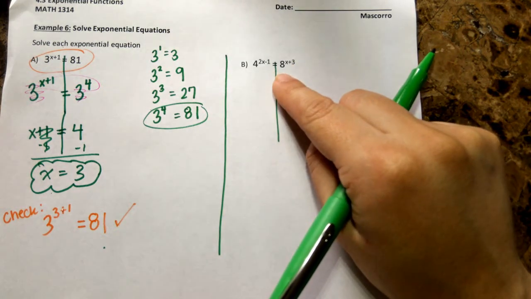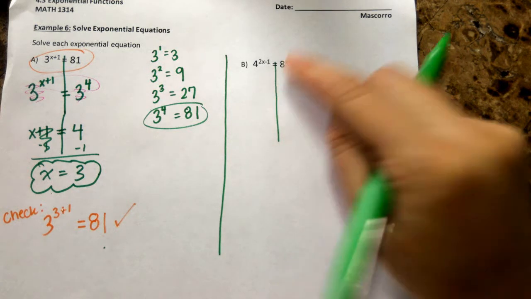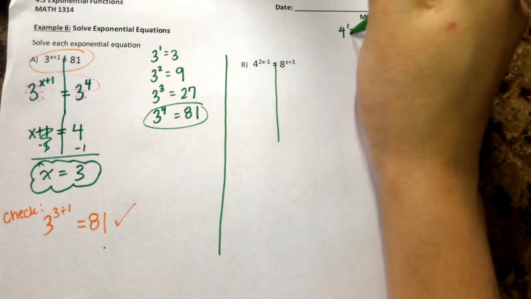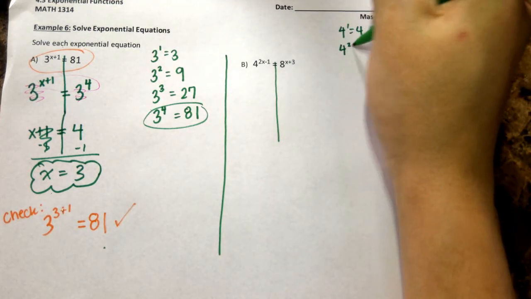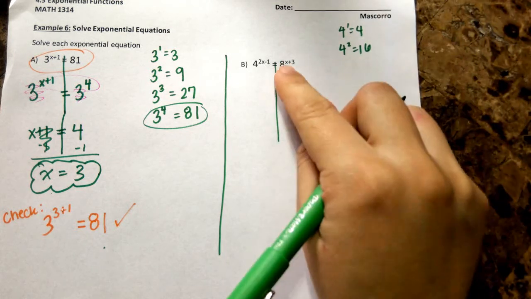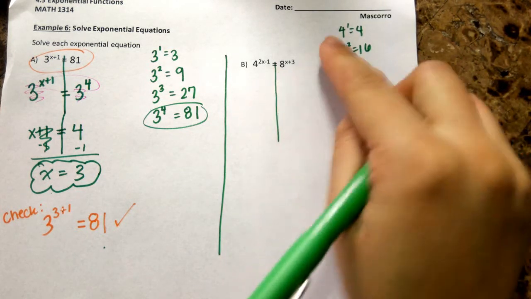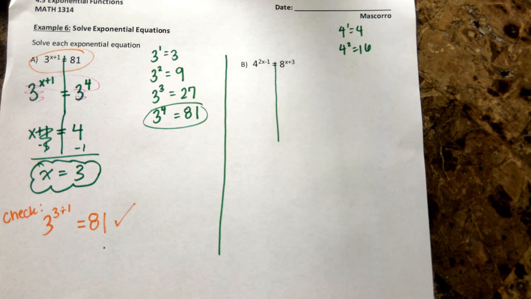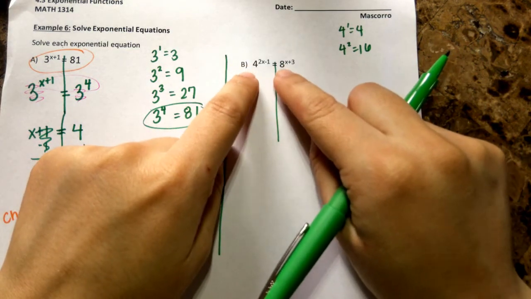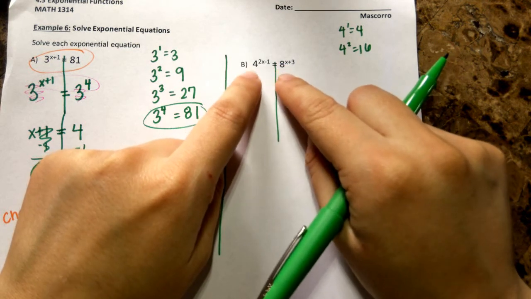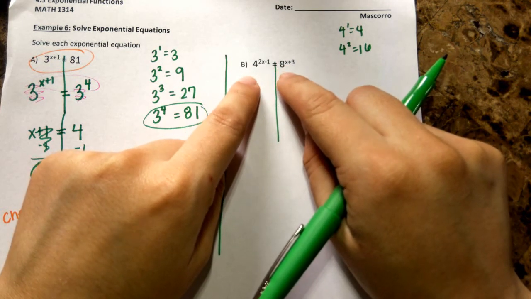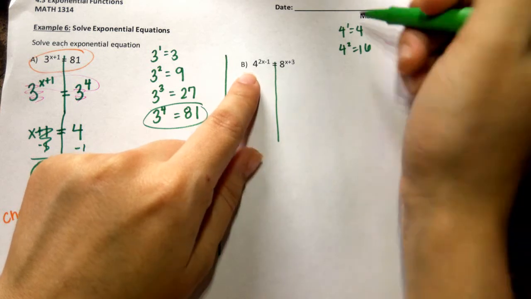8 cannot be rewritten as 4 to the something power, because 4 to the first is 4, 4 to the second is 16. See how I can't really write 8 or 16 as the other. So we can't use a base of 4. But if you think about 4 and 8, they have another factor in common. They both have a factor of 2. So let's look at our powers of 2.